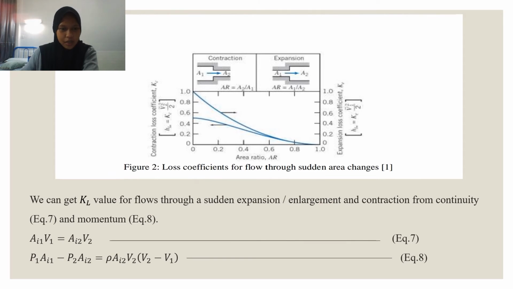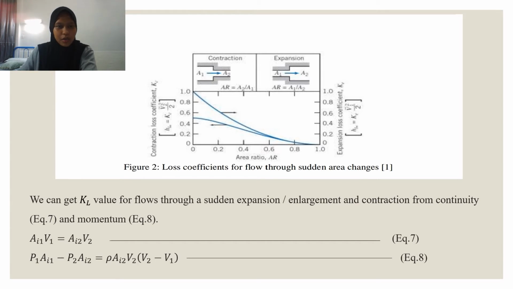We can get KL value for flows through a sudden expansion or enlargement and contraction from continuity for equation 7 and momentum for equation 8. So as you can see, we have equation 7 and equation 8. For the next slide, those equations can be rearranged to give the theoretical KL for sudden expansion enlargement.